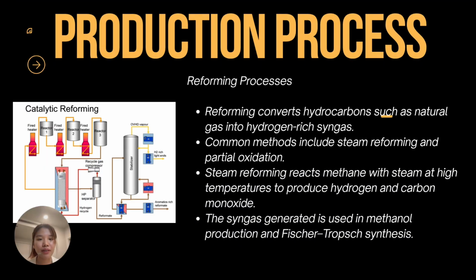Another important process is reforming. Reforming converts hydrocarbons such as natural gas into hydrogen-rich syngas. Common methods include steam reforming and partial oxidation. For example, steam reforming reacts methane with steam at high temperature to produce hydrogen and carbon monoxide. The syngas generated is later used in methanol production and Fischer-Tropsch synthesis.